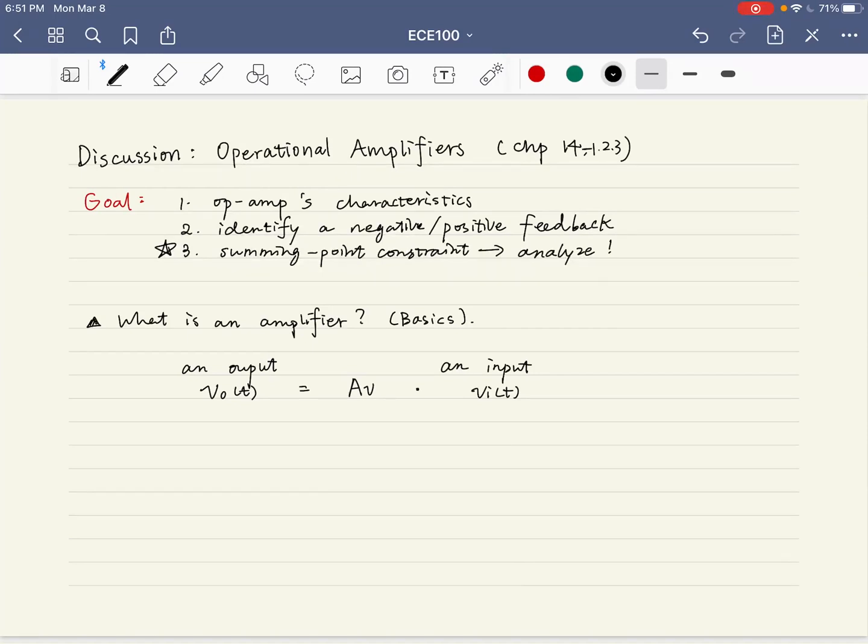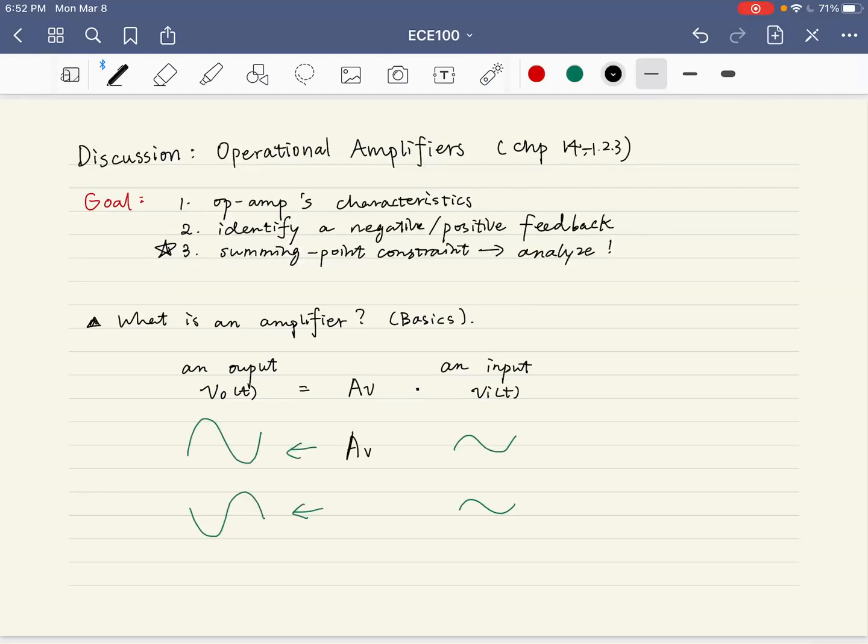What is an amplifier? Suppose we have an input signal and we want an output which has the same wave shape, identical wave shape as the input, but with a larger amplitude. We can write it down as an equation of VO of t equals to A of V times VI of t. And the output voltage is usually applied to a load resistance.